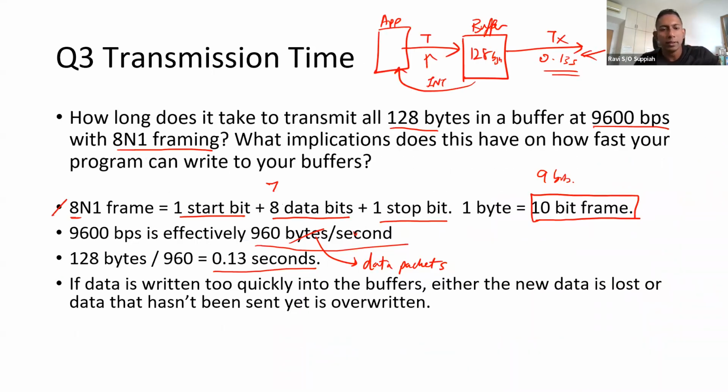Then another question is this. Basically, how do we get 0.13 seconds? Based on the 9600 bits per second, and one data packet is 10 bits, which means I can transmit 960 data packets per second. Since I only want to transmit 128 data packets, it's 128 divided by 960, which should give me 0.13 seconds. It's just the ratio of how many data packets you are transmitting given the current baud rate.